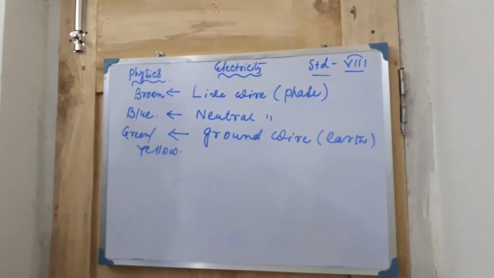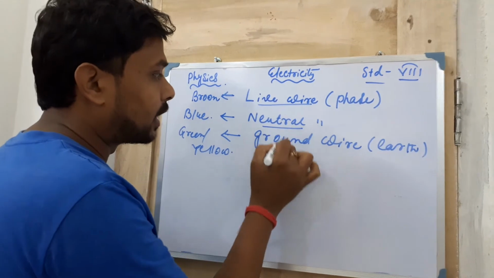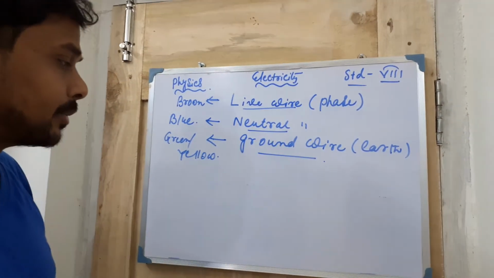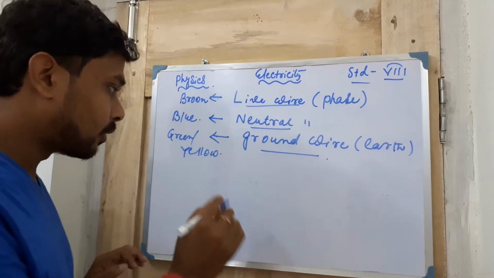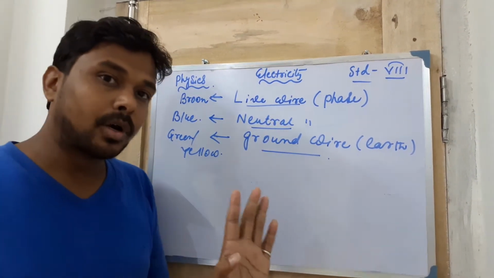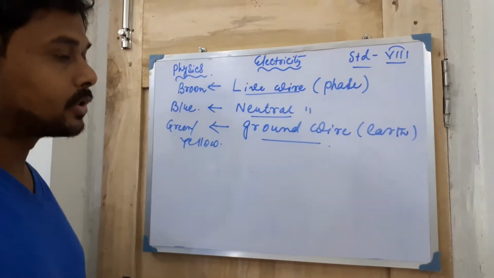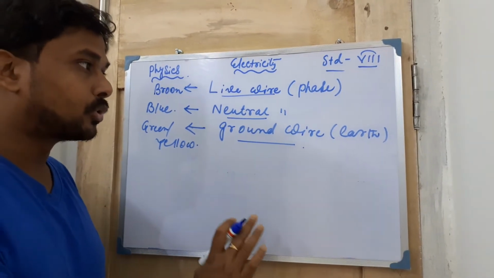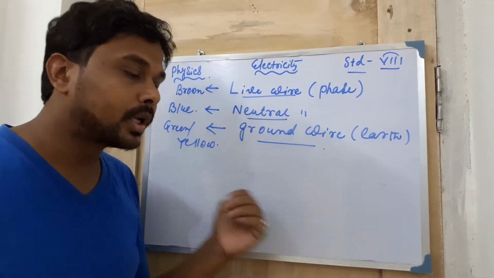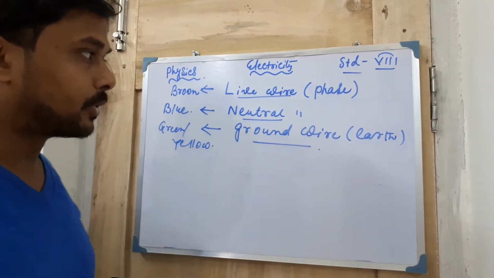What is the function of these three types of wire: live wire, neutral wire, and ground wire? One by one I will tell you. Before that I am just telling you few things that you have to remember. Resistance, that I have already told in the previous video. Resistance means the opposing force for the flow of current. If the resistance is more in a particular portion, then the flow of current will be less on that portion.